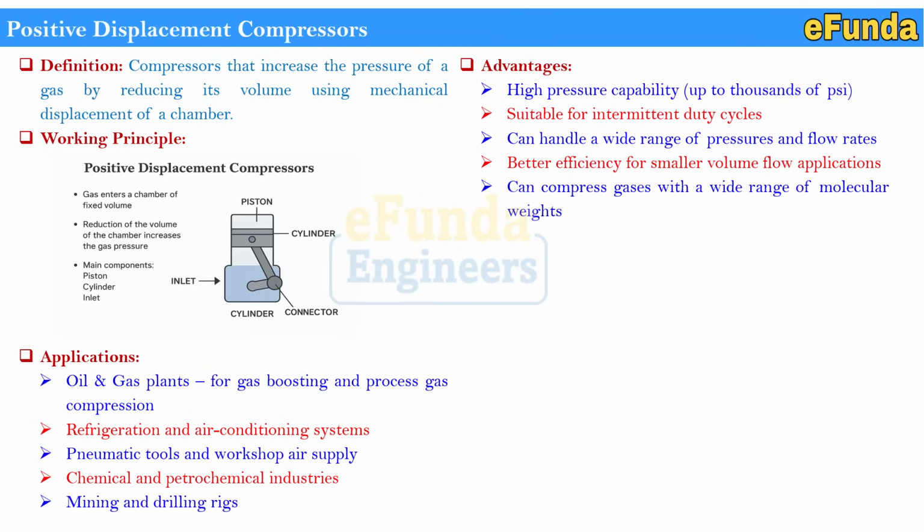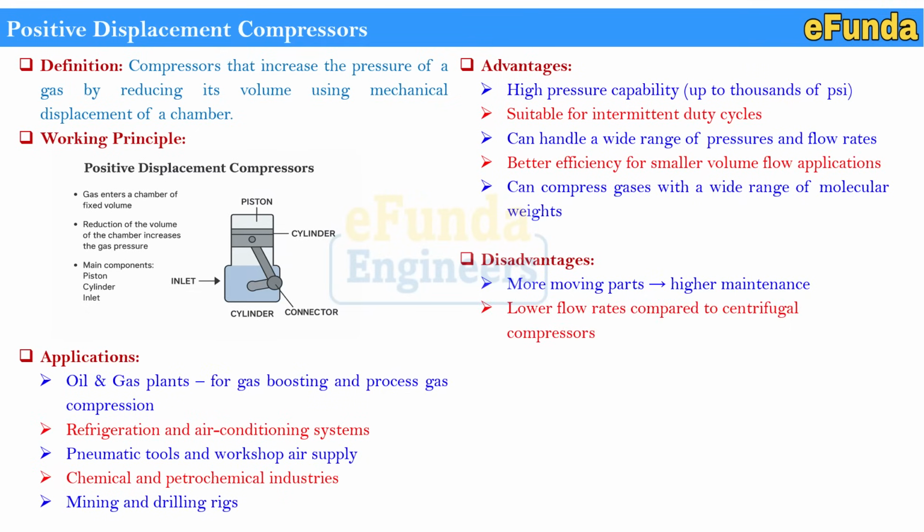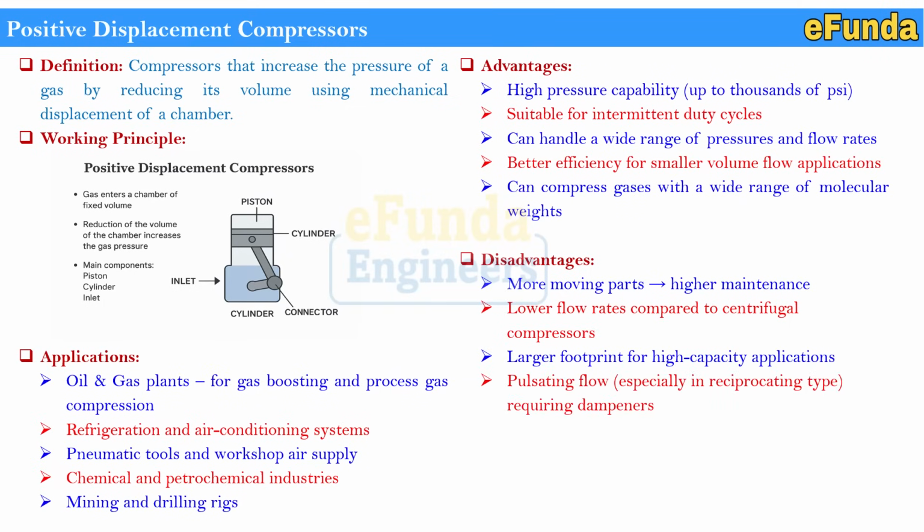Moving on to the disadvantages: more moving parts, that means higher maintenance. Second, lower flow rates compared to centrifugal compressors, larger footprint for high capacity applications, pulsating flow, especially in the reciprocating type, which requires dampeners. Last one is the higher noise level. This is how the positive displacement compressors are covered.